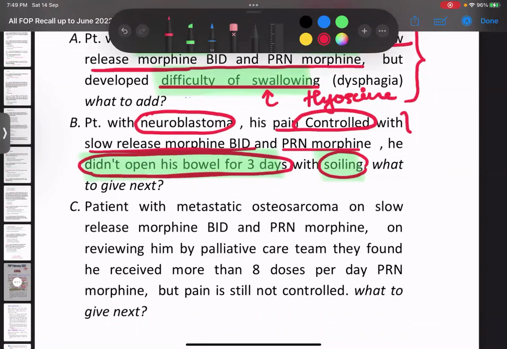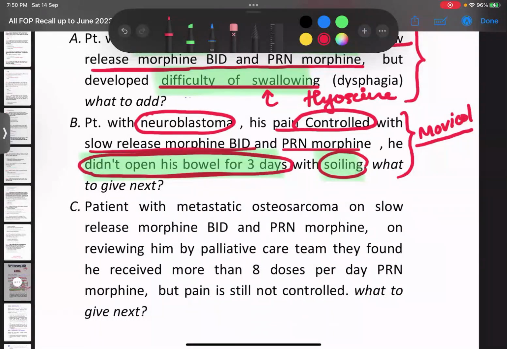Laxative. So we have to go with a laxative. Initially, we start with Movicol, that is an osmotic laxative. If the patient does not respond to Movicol, then we can move on to Senna, that is a stimulant laxative. Usually we start with Movicol and increase the dose slowly over 7 days. Okay.